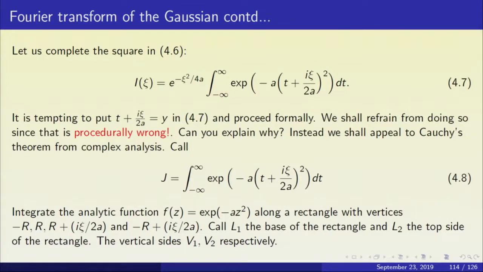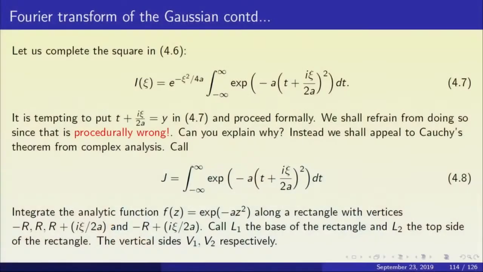It's an entire function. So take the closed rectangle from minus R to R along the real axis. The base of the rectangle is on the real axis. The rectangle has height chi upon 2a. So from R you go to R plus i chi by 2a. That's a vertical side. And then you return back parallel to the x-axis, R plus i chi by 2a to minus R plus i chi by 2a. And then you complete the rectangle drawing the other vertical side, minus R plus i chi by 2a to minus R, back to the x-axis.